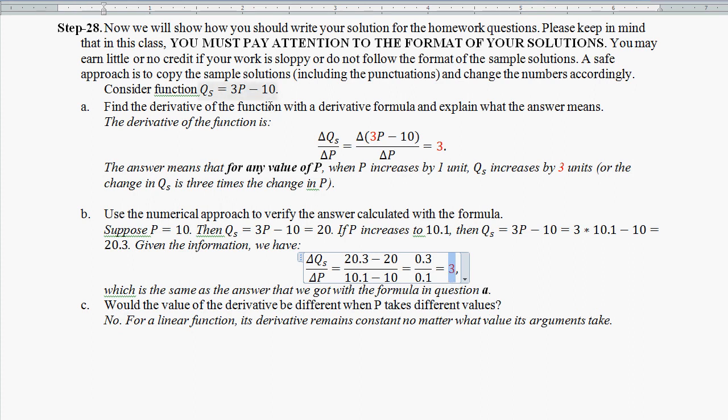It doesn't depend on QS. It doesn't depend on anything. It depends on this functional form. We have a 3 here, so the answer is always 3. So here's our answer. No, because for a linear function, its derivative remains constant no matter what value its arguments take. So that's all I want you to know about the derivatives of linear functions. I hope that helps.